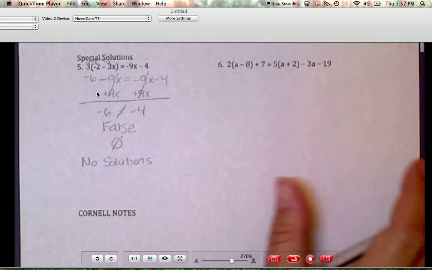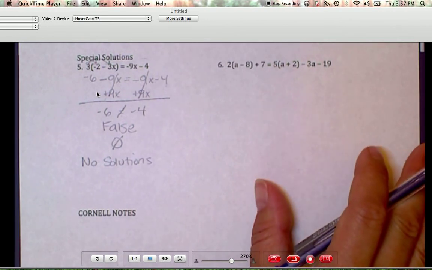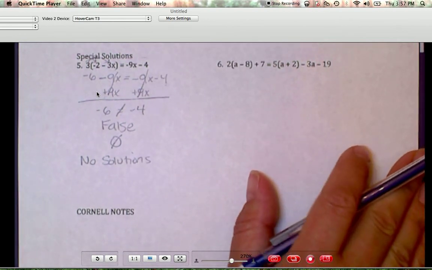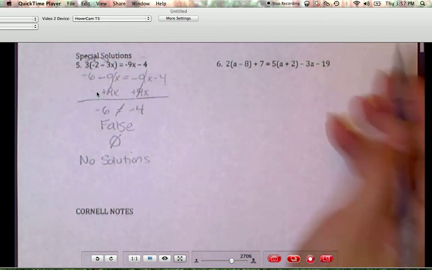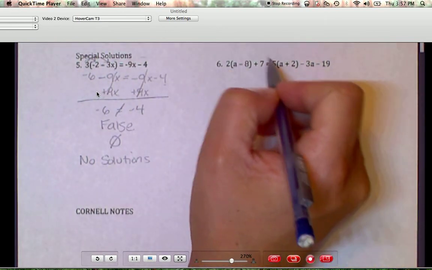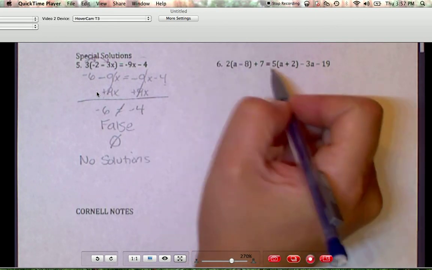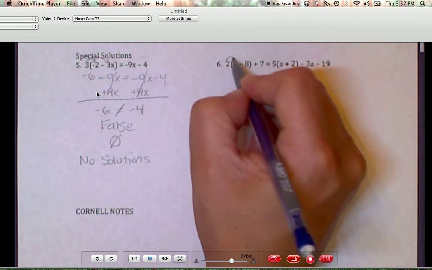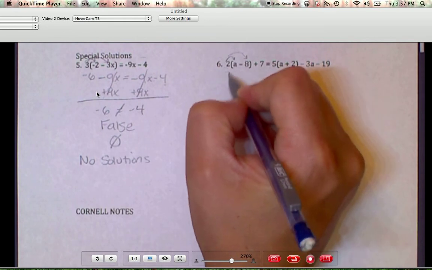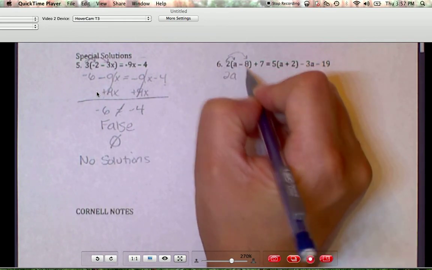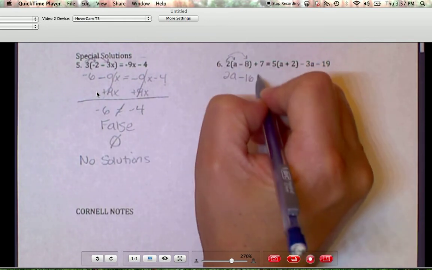What about number 6? This one looks hard. It's really not that challenging. Just take it step by step. On the left side, we need to simplify by distributing, and then we will also have to do another step. So let's begin by distributing. 2 times a is 2a. 2 times negative 8 is negative 16. The plus 7 comes down.